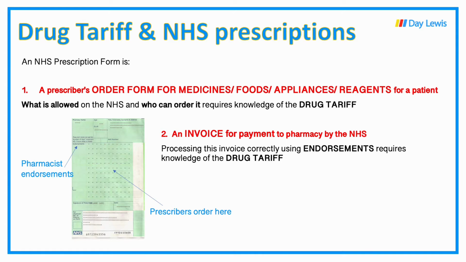The prescription also acts as an invoice for payment. Once you have processed the prescription within your pharmacy and endorsed it correctly, that same prescription is then sent to the NHS BSA as an invoice almost, to show what you have given, how much you have given, and to whom, to then figure out how much you should be reimbursed for the drugs that have been given out. So the prescription works as an order form for the prescriber, but also an invoice for payment for the pharmacy.